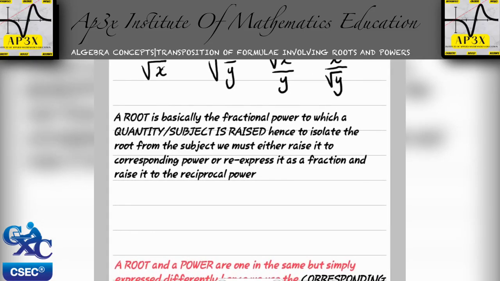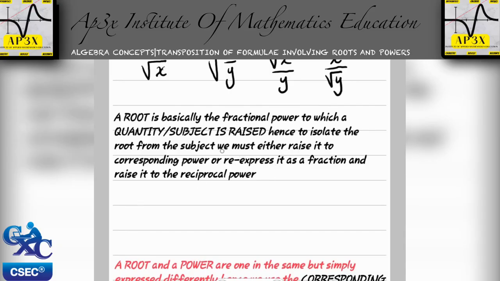Now as we move on, a root is basically the fractional power to which the quantity or the subject is raised. Hence we're going to need to know how to isolate the subject whenever it's covered by a square root or attached to a square root. So it says here that to isolate the root from the subject, we have two ways we can do this, right? Different instructors at different levels of math will teach you a different way, so I'm here to show you both ways.